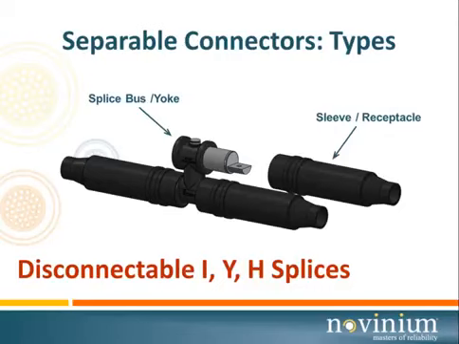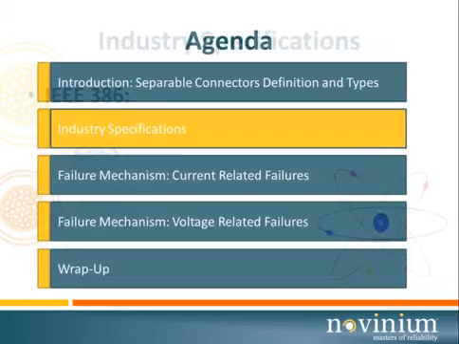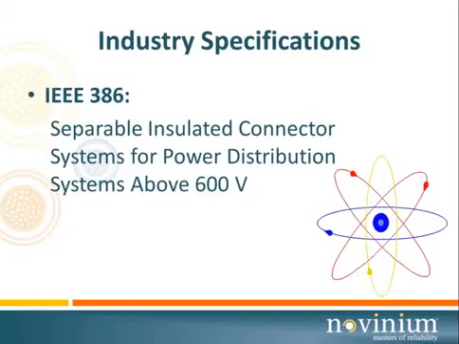Now let's look at the industry specifications. We've been talking about IEEE 386. The actual title of this standard is the standard for separable insulated connector systems for power distribution systems above 600 volts. The first change that may occur in 386 is in the title, and that's only because the phrase above 600 volts isn't really definitive. The standard only goes up to 35 kV, even though that's usually the maximum distribution voltage. This may be changed. That's yet to be seen.